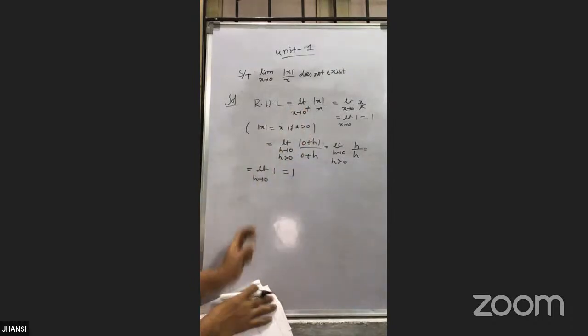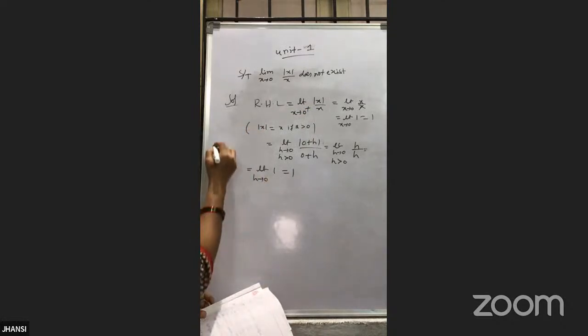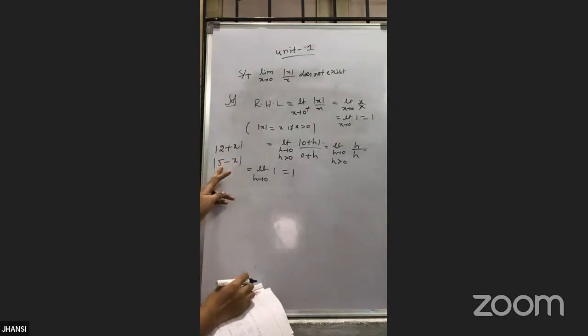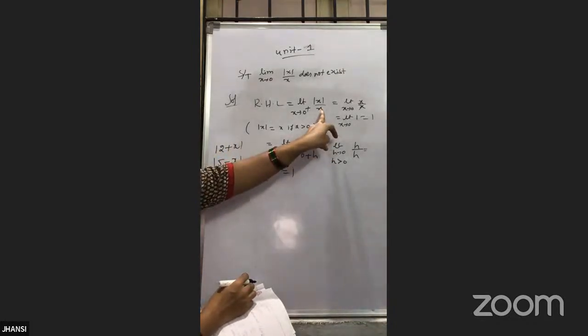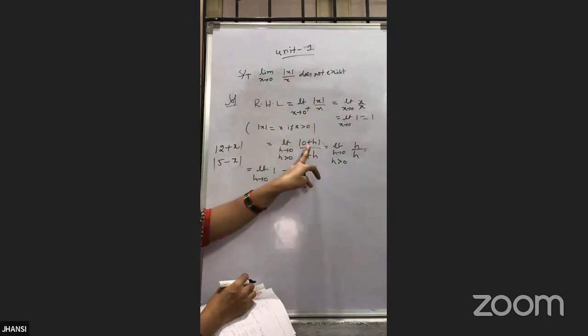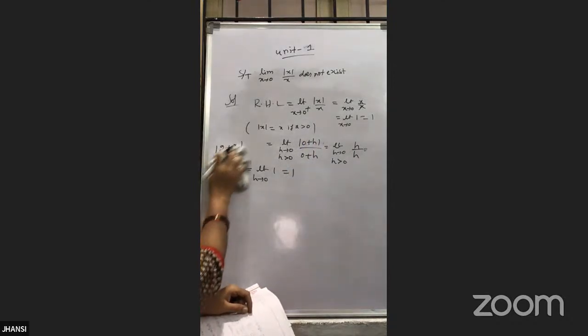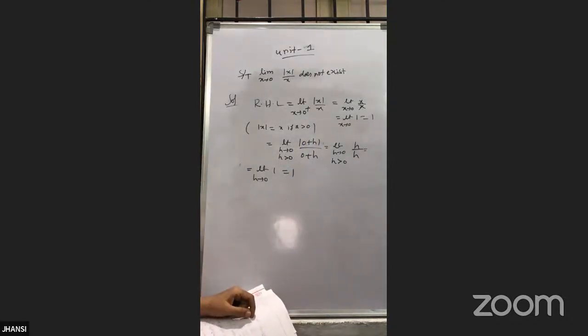In some cases we will not use direct modulus. Why? Because you may have expressions like 2 plus x or 5 minus x inside the modulus. In such cases it will be difficult to use this concept. So that's why if you write 0 plus h in place of x, then it will be easy for us to solve such problems.